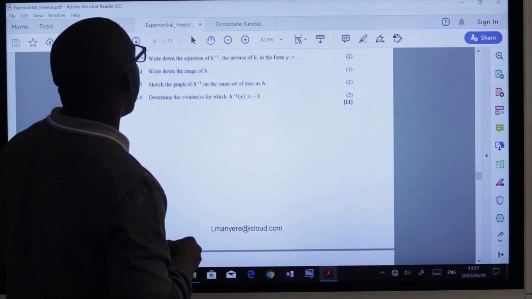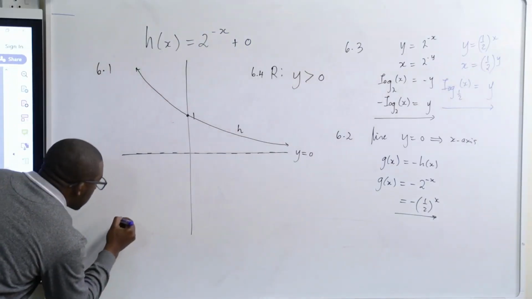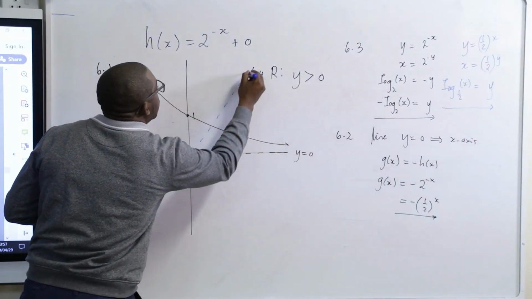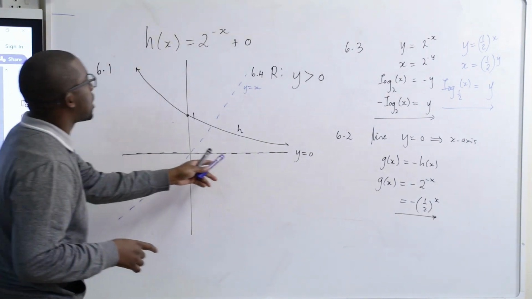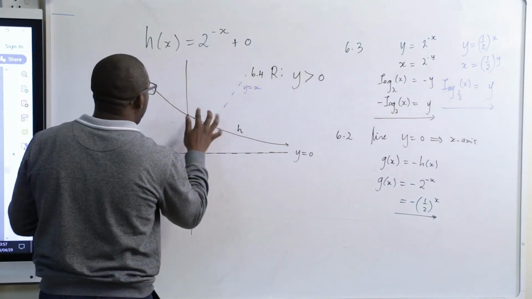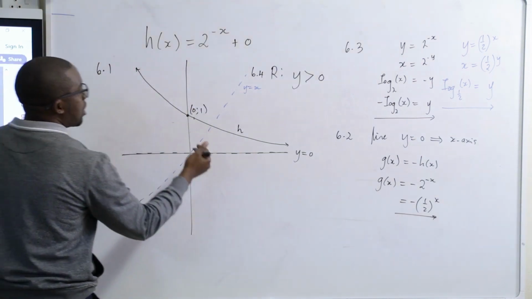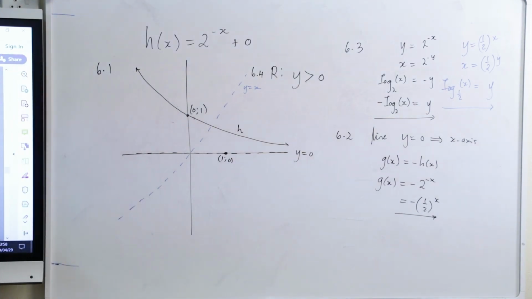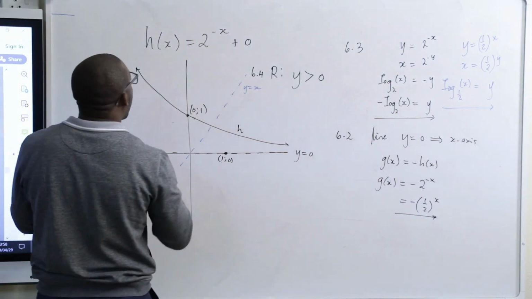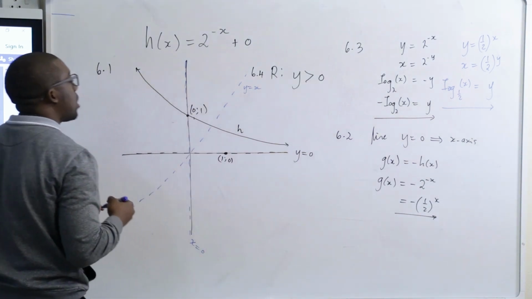Sketch the graph of h to the minus 1 on the same set of x's. It is good practice to start by sketching the line y is equals to x. Then the original function of h was a decreasing function. We have 1 point. That point was 0 for x and 1 for y. If I interchange x and y, I'm going to have a point 1 for x and 0 for y. And then the asymptote becomes the y-axis. That is now the asymptote, x is equals to 0.